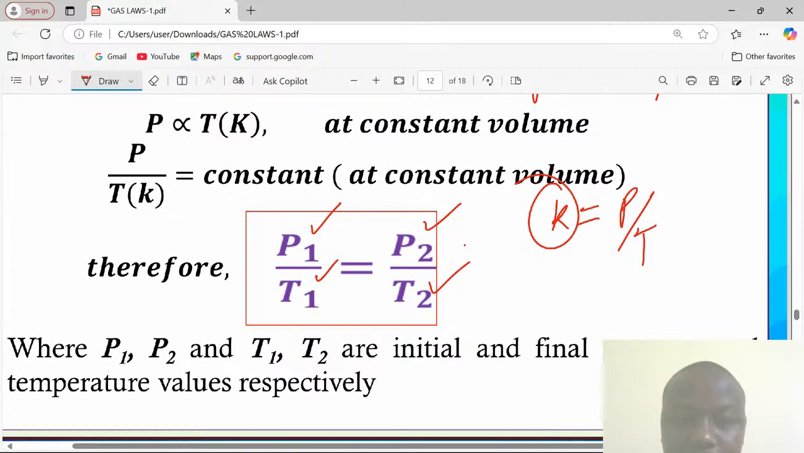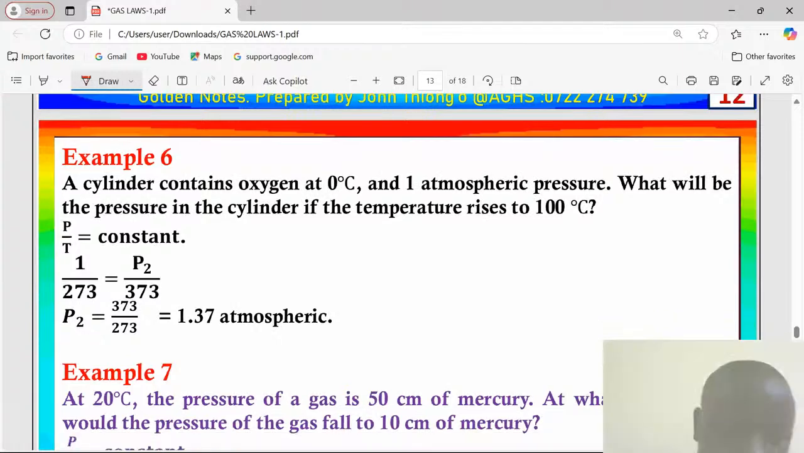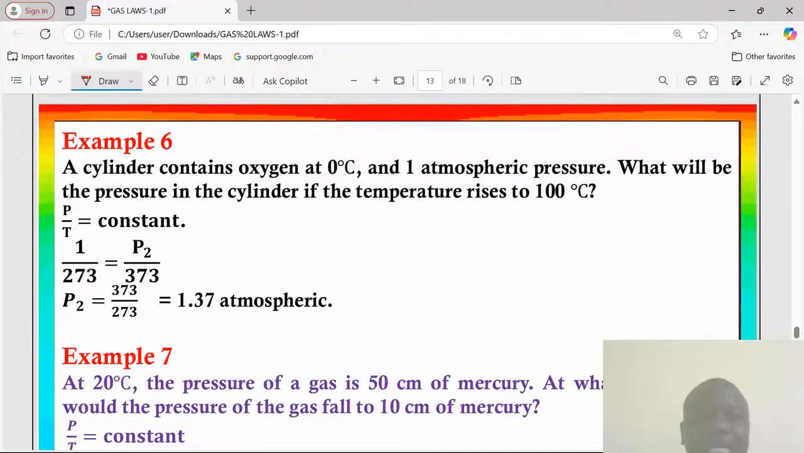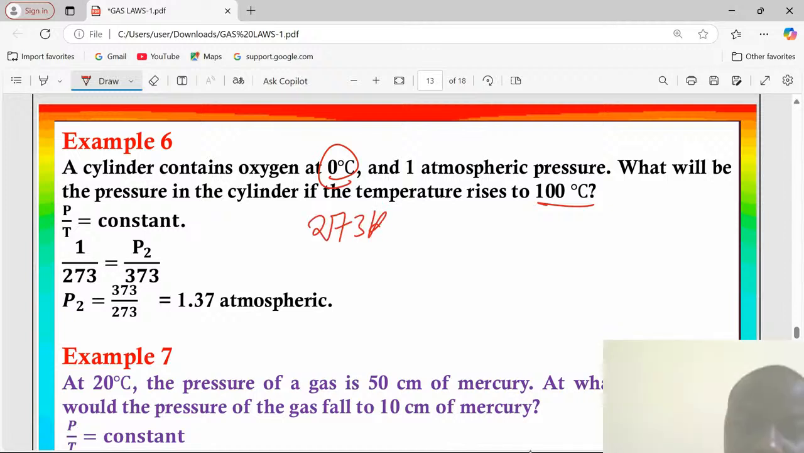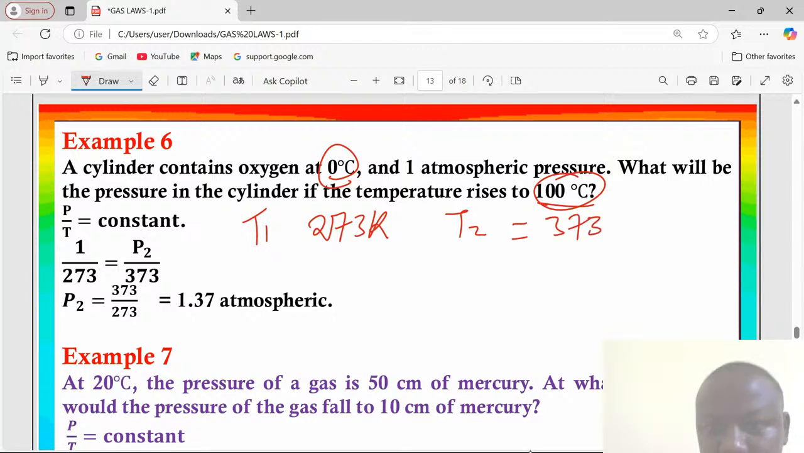And now with that, we can take down a few examples. A cylinder contains oxygen at 0 degrees Celsius and 1 atmospheric pressure. So that is temperature and pressure. What will be the pressure in the cylinder if the temperature rises to 100 degrees Celsius? 0 degrees Celsius is 273 Kelvin. That is temperature 1. Temperature 2 is going to be 100 plus 273, 373 Kelvin.